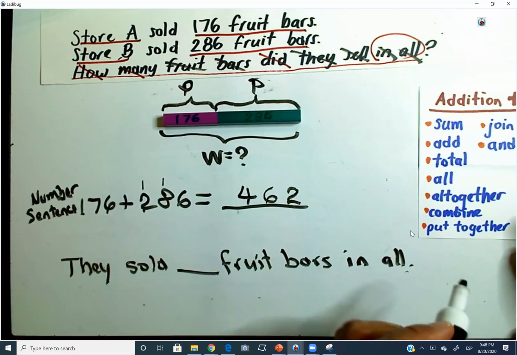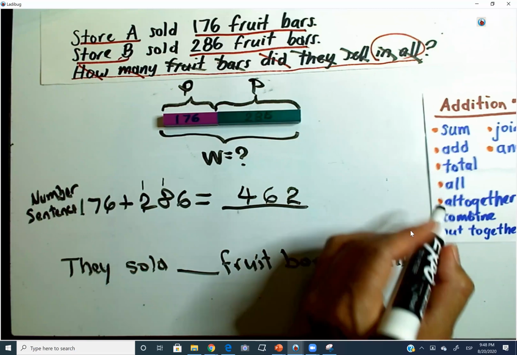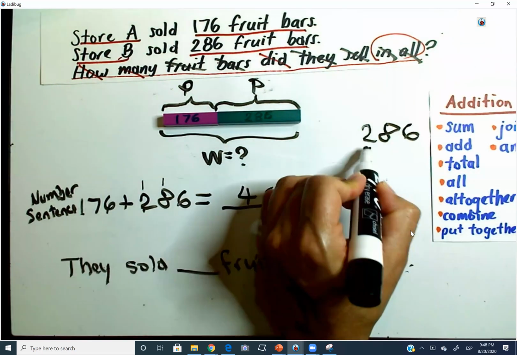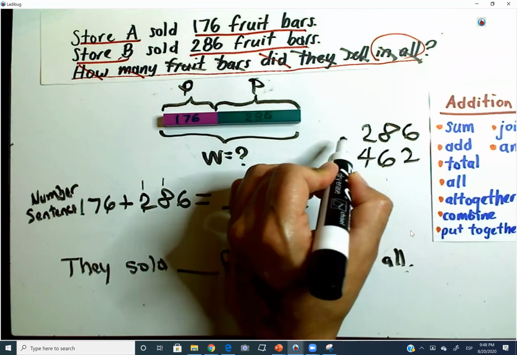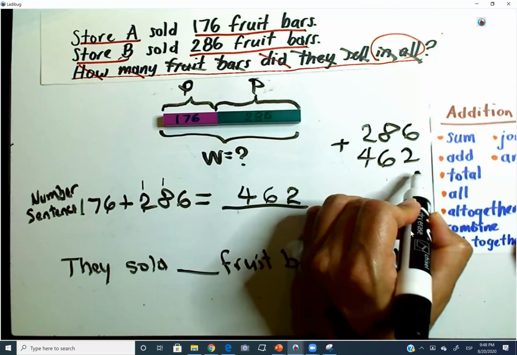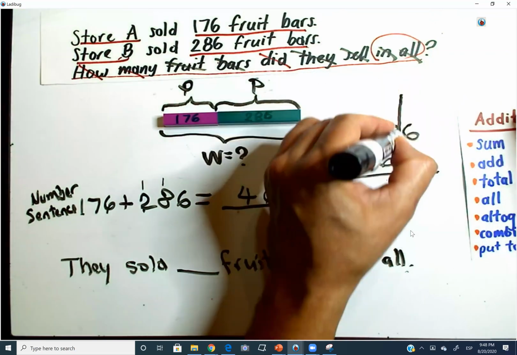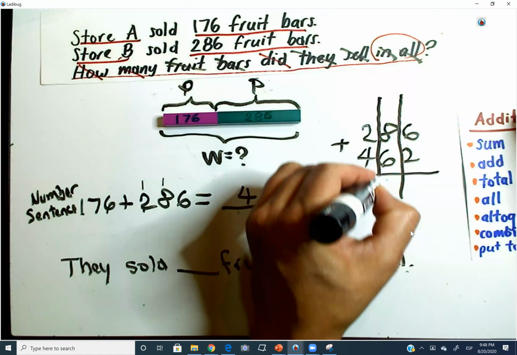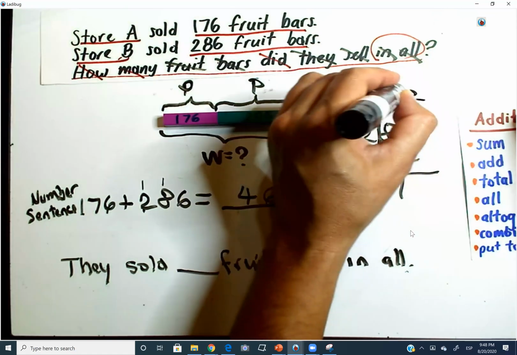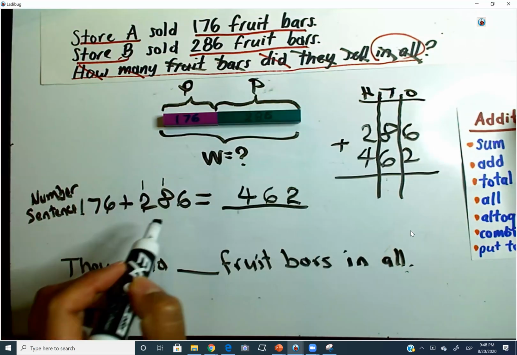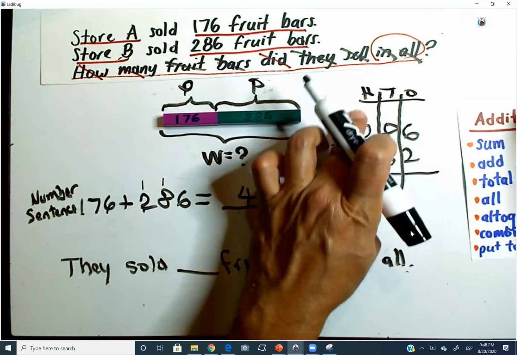We can do the regular algorithm, which is 176 plus 286. Remember, ones with ones, tens with tens, and hundreds with hundreds. Now this time I'm going to leave more space on the top so we can show the regrouping here. Ones, tens, and hundreds. So I put the numbers wrong. Let me fix it.